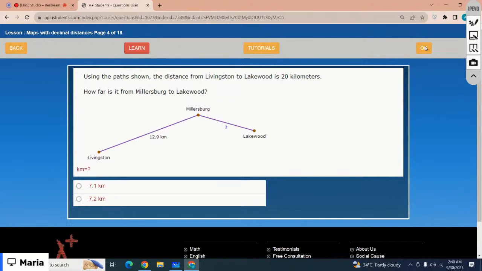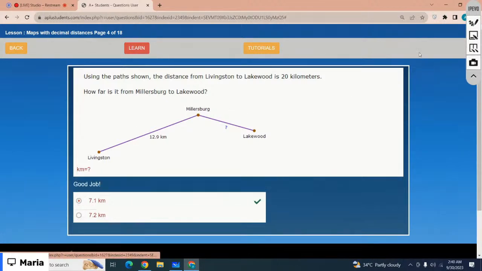Okay, the next one is using the path shown. The distance between Livingston to Lakewood is 20 kilometers. How far is it from Millsburg to Lakewood? So you're given the total distance. The total distance is 20 kilometers, right? You have to subtract 12.9 out of 20. So that would be, yes, that is 7.1 kilometers. Very good.